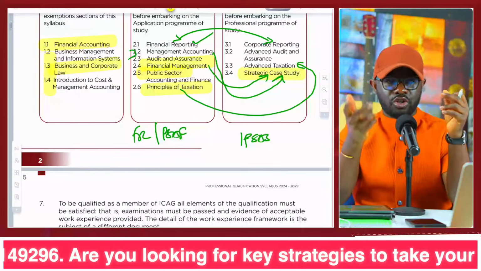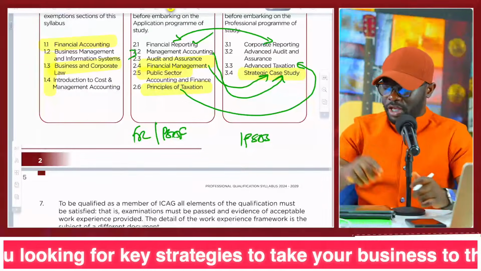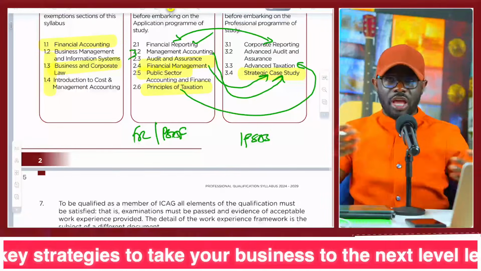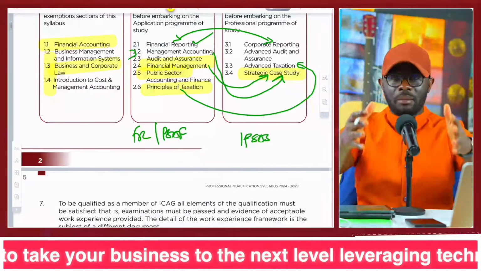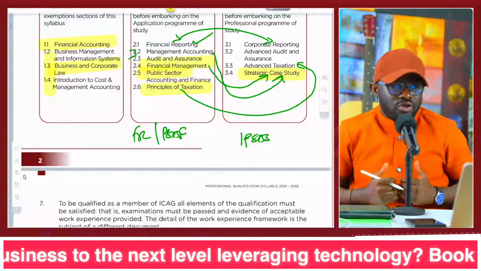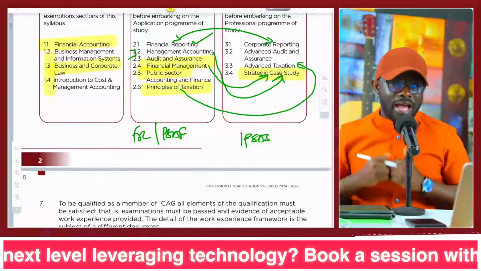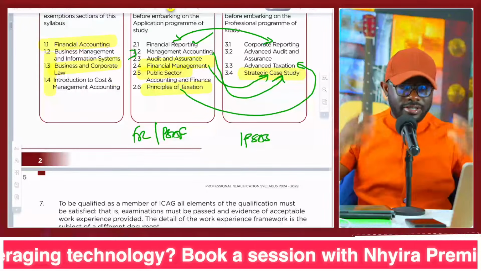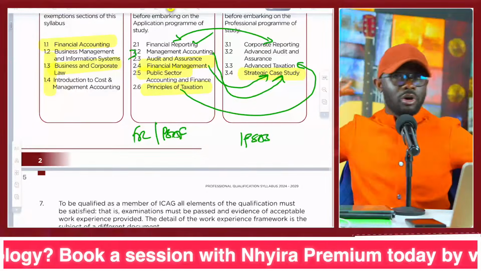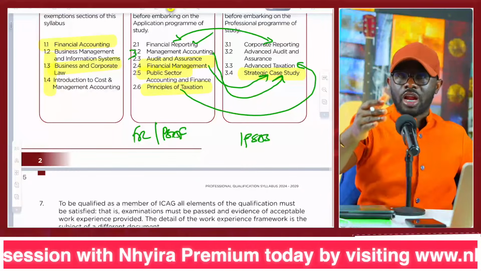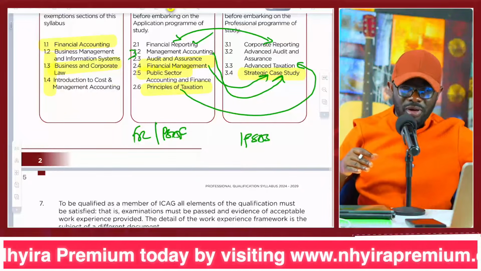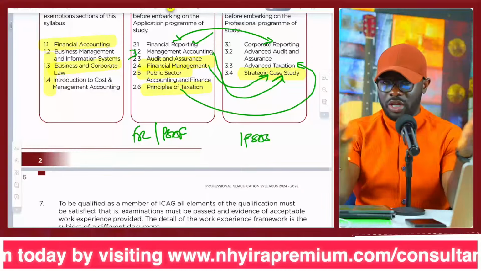So those are the subject combinations. Again, does it mean you cannot write 4 papers together? You could. It's all about you. All right? You need to look at yourself. I tell people this: don't just get up and say, "Yo, I'm going to write this. By the grace of God, I'll pass." Yeah, by the grace of God, you will pass. But you've got to apply wisdom to the things that you are doing.